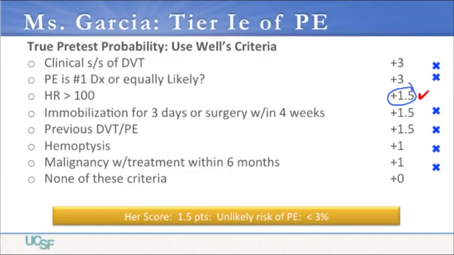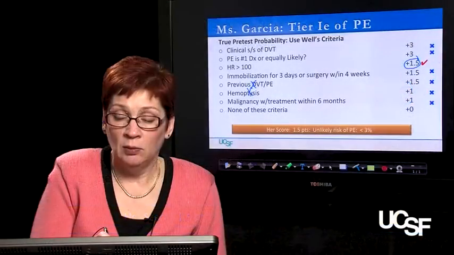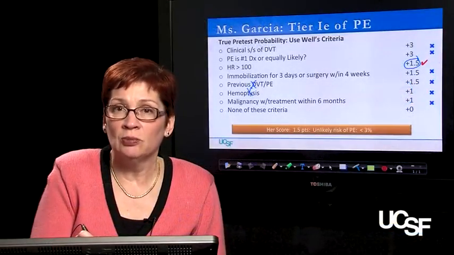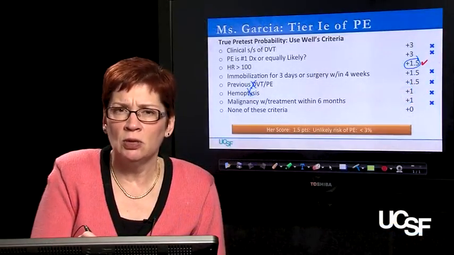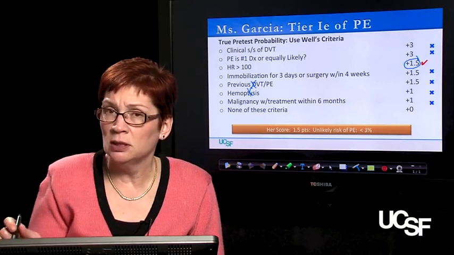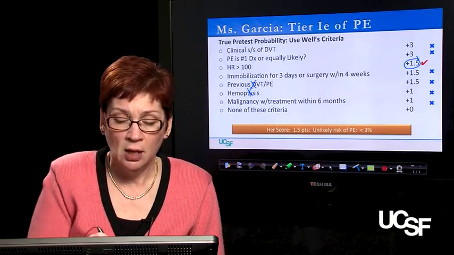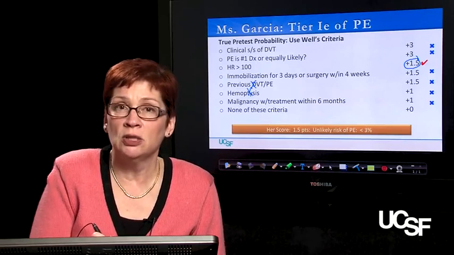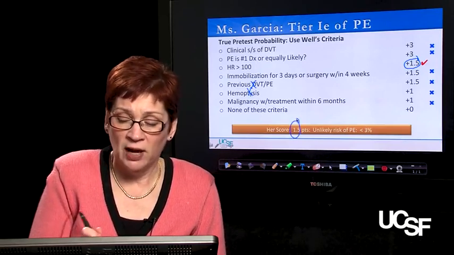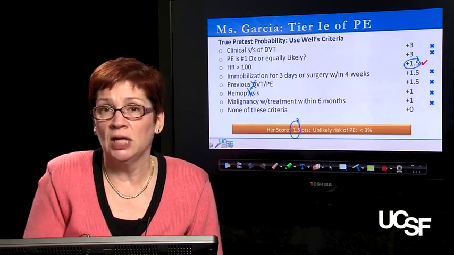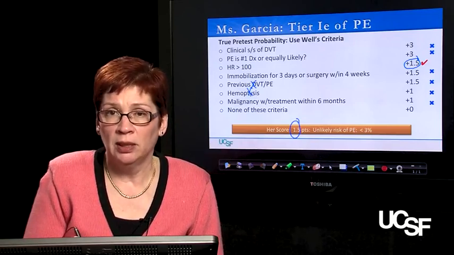She had not been immobilized or had surgery within 4 weeks. No previous history of DVT, no hemoptysis. And malignancy with treatment within 6 months, we were considering malignancy as part of her differential diagnosis, but we don't know it to be true. So by using this criteria, she would not get points for that. So her score, in contrast to Ms. Triglioni, is 1.5 points, and therefore she has a very unlikely risk of pulmonary embolus.